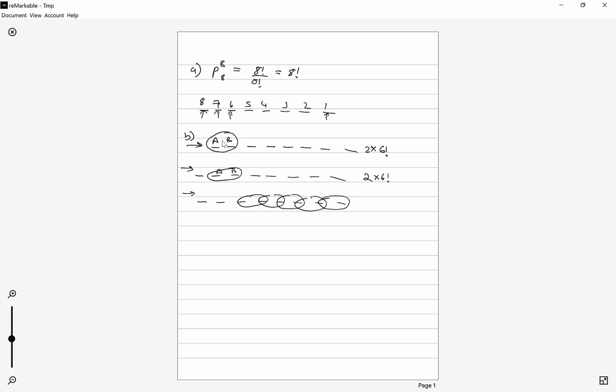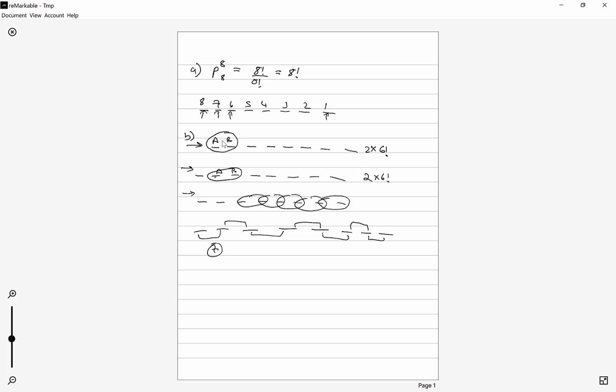So how many such possibilities do I have, right? Maybe I'll count this again. 1, 2, 3, 4, 5, 6, 7, 8. So let me see all these positions where I can put AB together. This is one position, 2, 3, 4, 5, 6, 7, right? There are 7 ways in which I can place AB together.